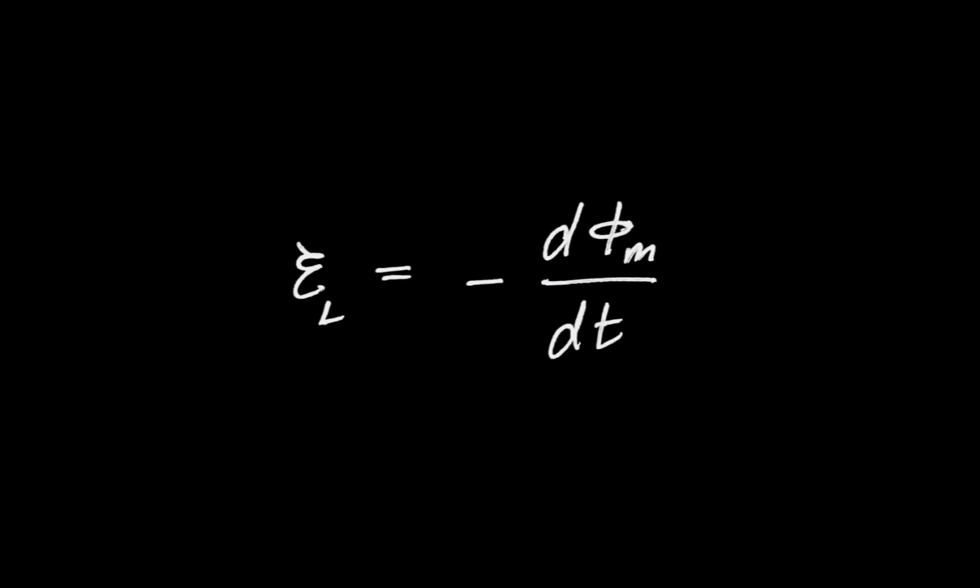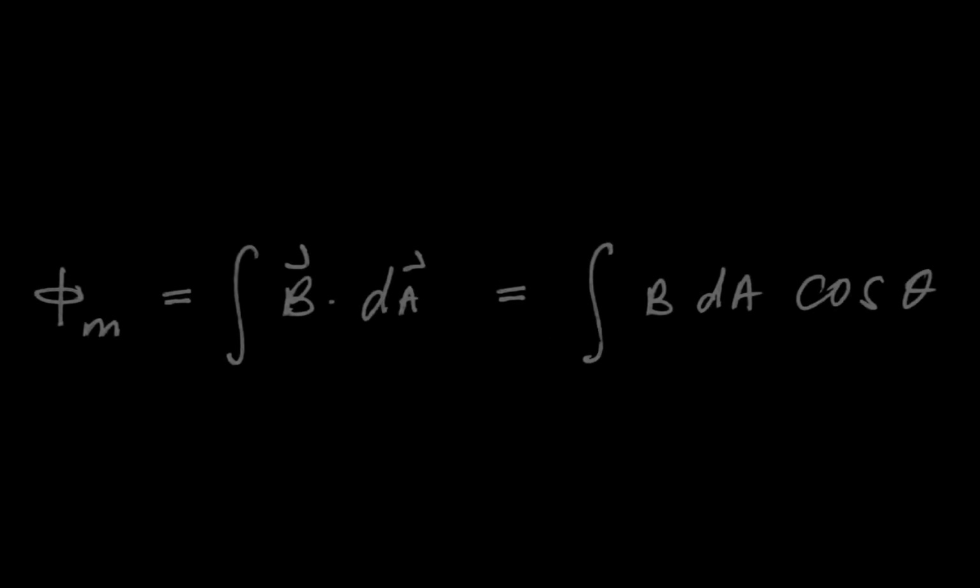Faraday's law of induction, or just Faraday's law, says that there is an induced EMF, which I'm writing as E sub L, equal to the negative of the derivative of the magnetic flux with respect to time. That magnetic flux, not over an entire surface enclosing a volume, but over a partial surface, is the integral of B dot dA. It's familiar because it reminds me of the electric flux in Gauss's law.